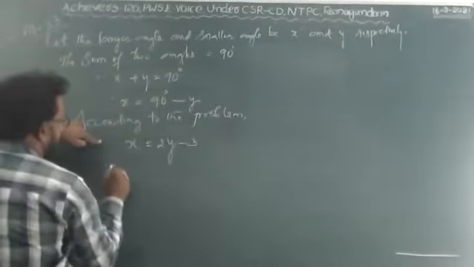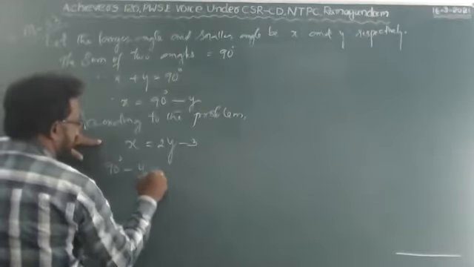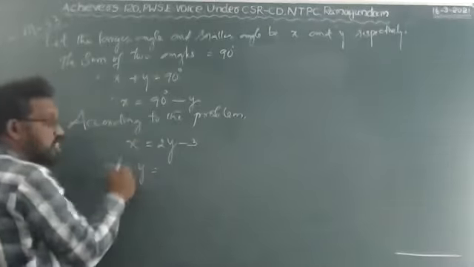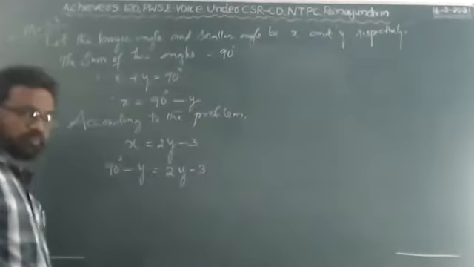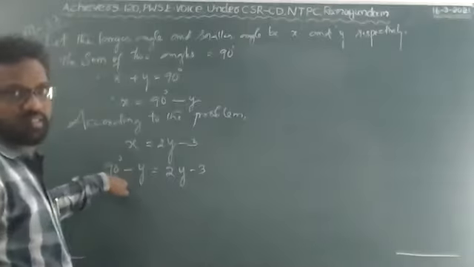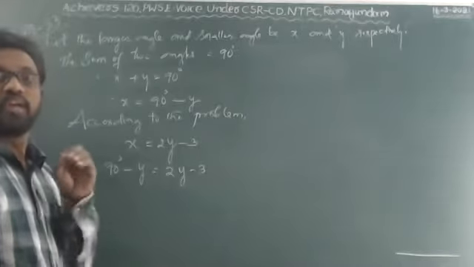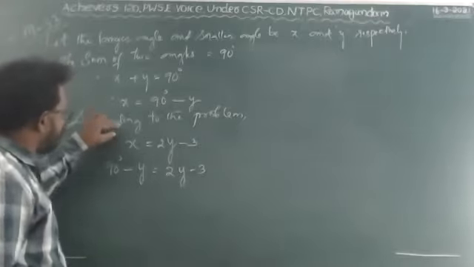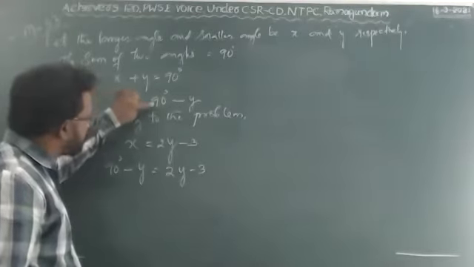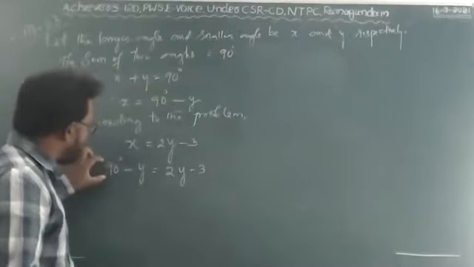That is 90 degrees minus y is equal to 2y minus 3. Now I substituted x is equal to this one. That's it. I substitute the x value here. This method is called the substitution method. I replaced the value of x, which is 90 degrees minus y, here.